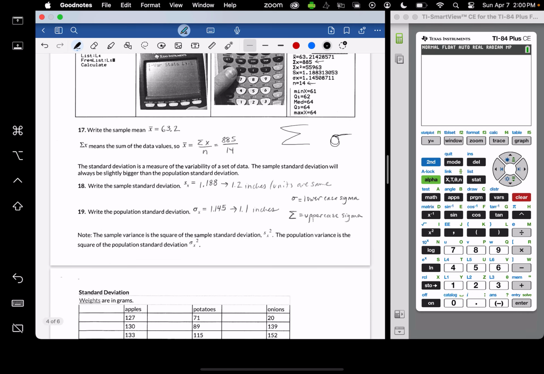All right, and then let's just talk a little bit about standard deviation. S is a measure of the variability of a set of data. The sample standard deviation will always be slightly bigger than the population standard deviation. So sample standard deviation from this data set, so if we look up here, we can see that there is a sample standard deviation of 1.188, or close to 1.2 inches, because we were talking about height. And the population standard deviation, sigma, was 1.145, or about 1.1 inches.